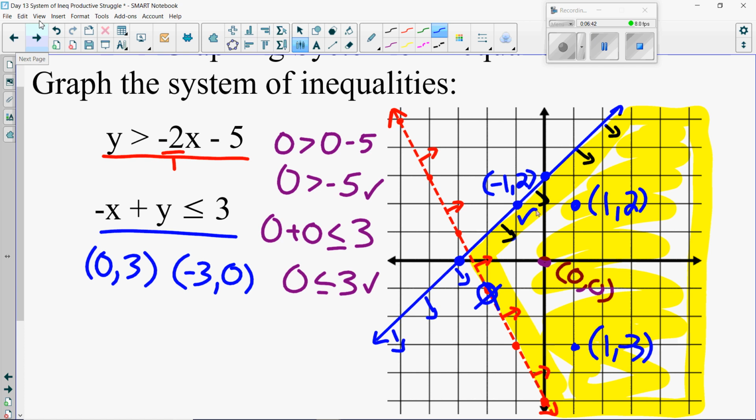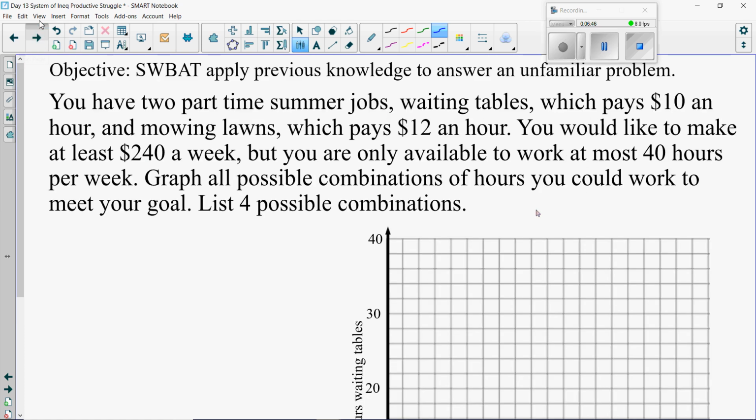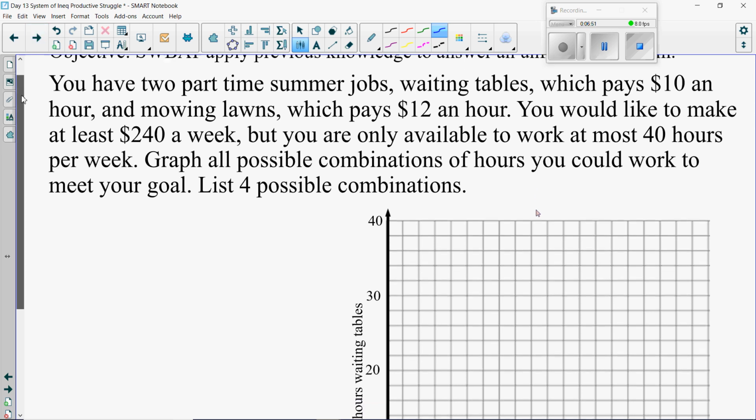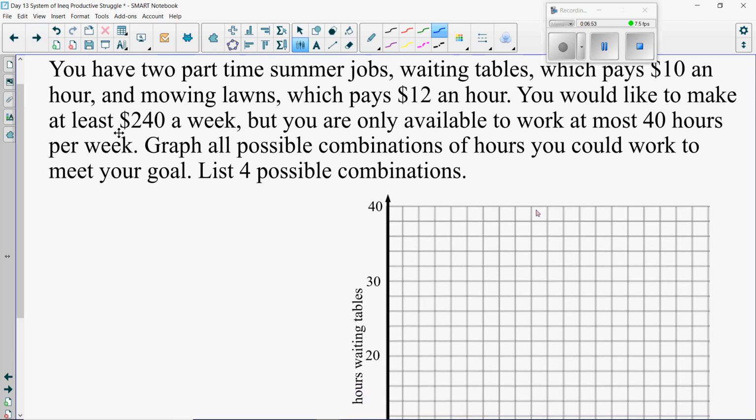So we're going to look at one problem, and then you guys are going to be able to start that practice 12. So this is the problem I want us to look at. You have a summer job. You have 2 part-time summer jobs. Waiting tables, which pays $10 an hour, and mowing lawns, which pays $12 an hour. You would like to make at least $240 a week, but you're only available to work at most 40 hours per week. Graph all possible combinations of hours you could work and list 4 possible combinations.